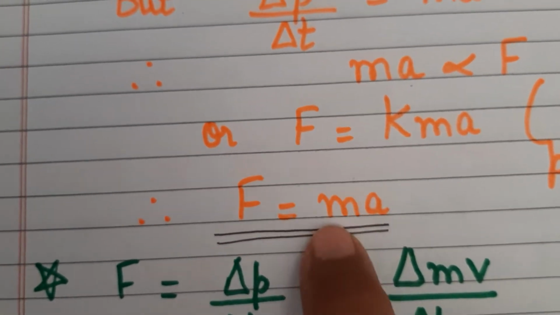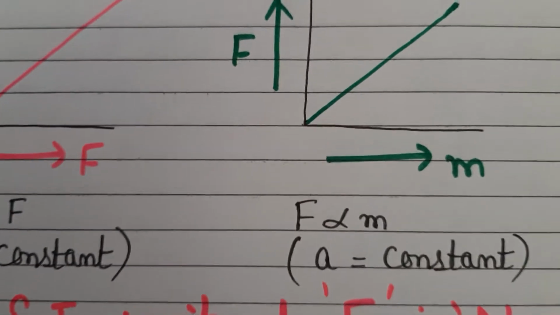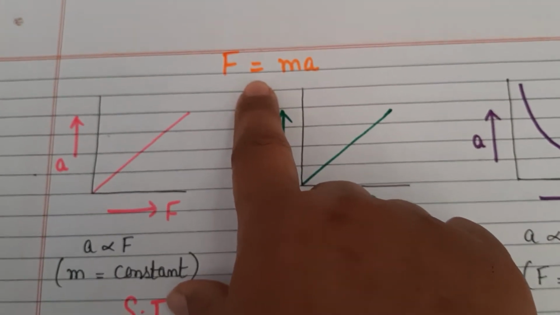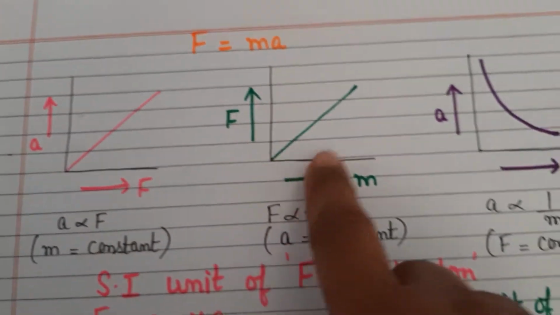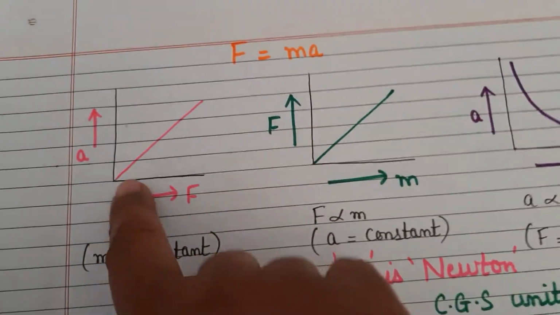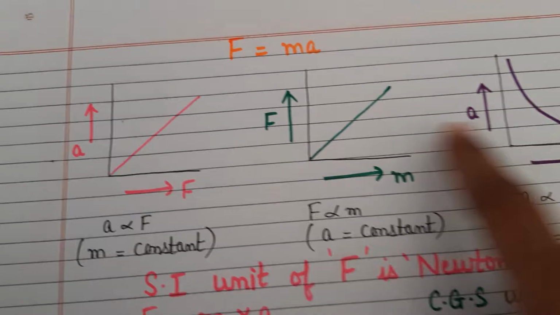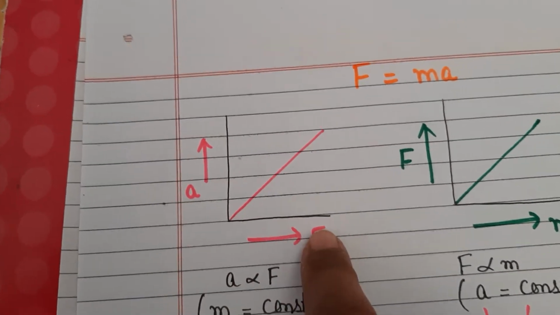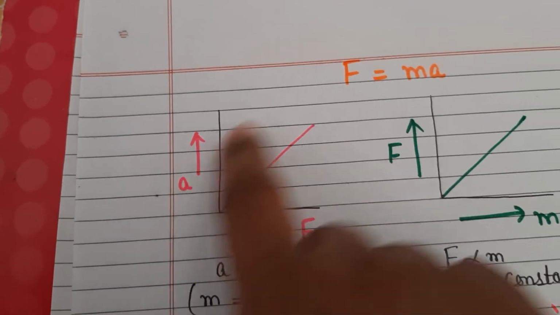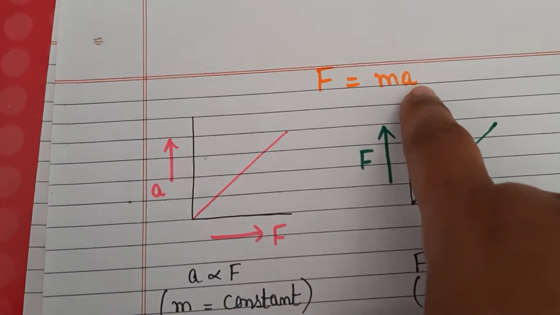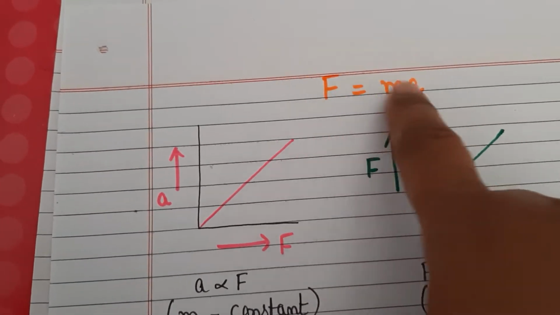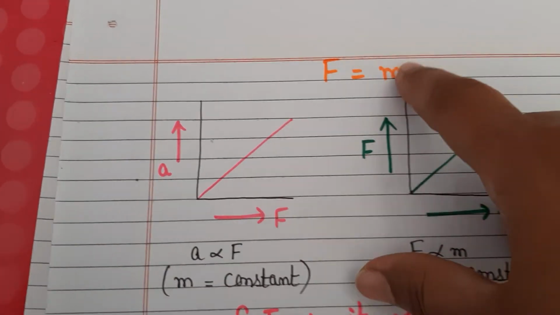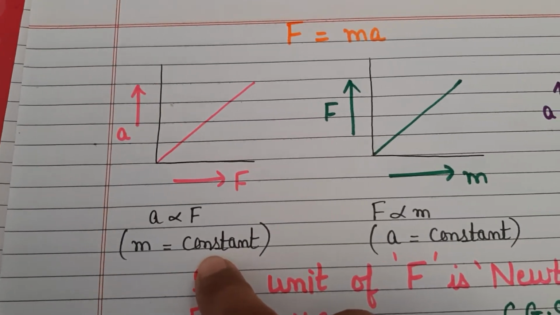Now, looking at this formula, children, I could plot 3 graphs. See, this is the formula F is equal to ma. I have plotted 3 graphs. Look at the difference between the 3 graphs. The first graph is between force and acceleration, and they are directly proportional to each other. Therefore, the graph is a straight line, and here the mass remains constant.